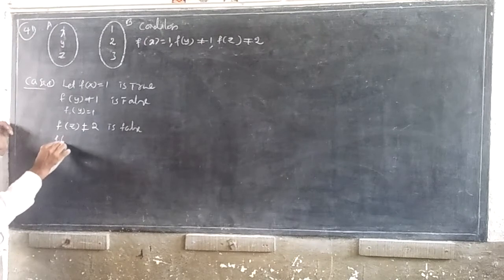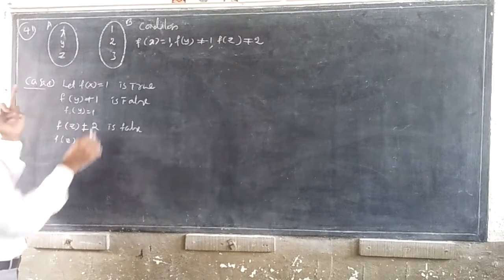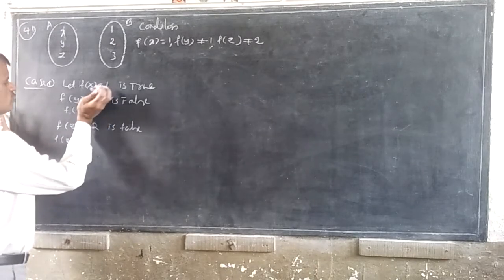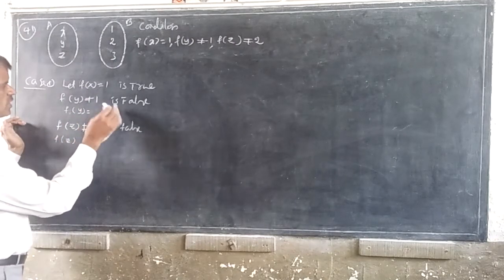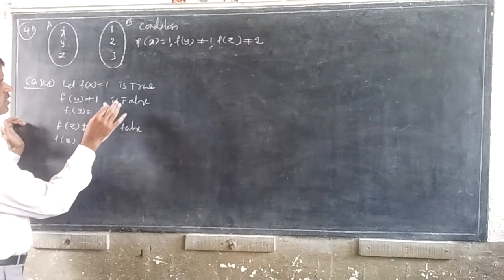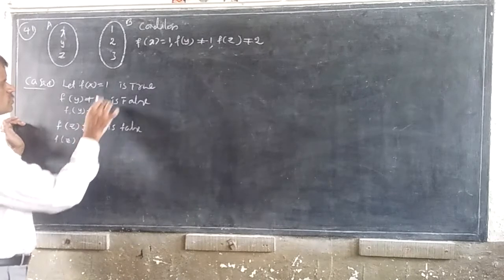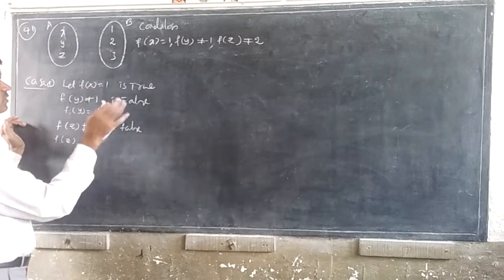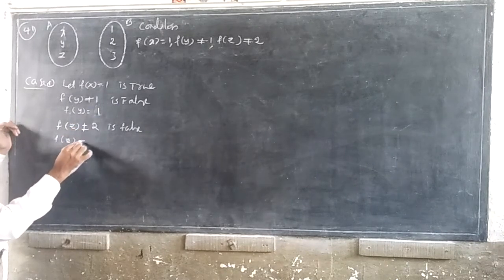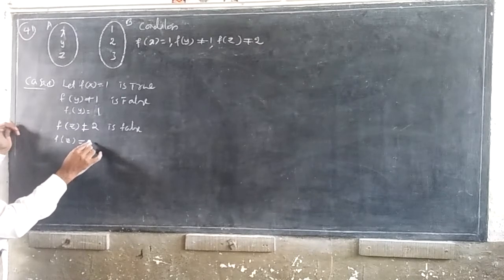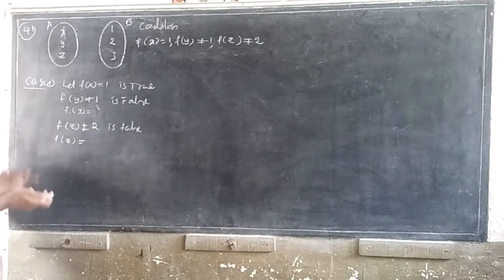Whenever f of y not equal to 1 is false, f of y equals 1. But 1 is already taken by x, so you should not write both options. Hence f of x equal to 1, f of y equal to 1 is wrong. f of z not equal to 2 is false, so f of z equal to 2 is true.